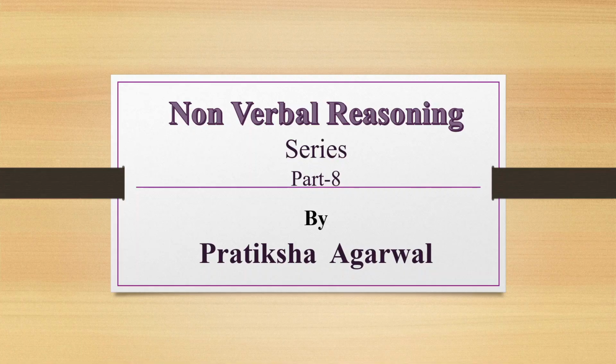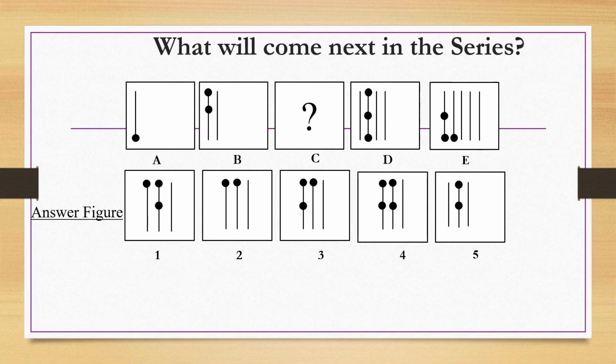Now let's see the first question. So here's the first question in front of you students. Here we have to find the appropriate answer for option number C. As you can see, a new line segment is being added in every step. So in B, if there are two line segments, then there will be three line segments in option number C. See, every option in the answer figure is having three line segments.